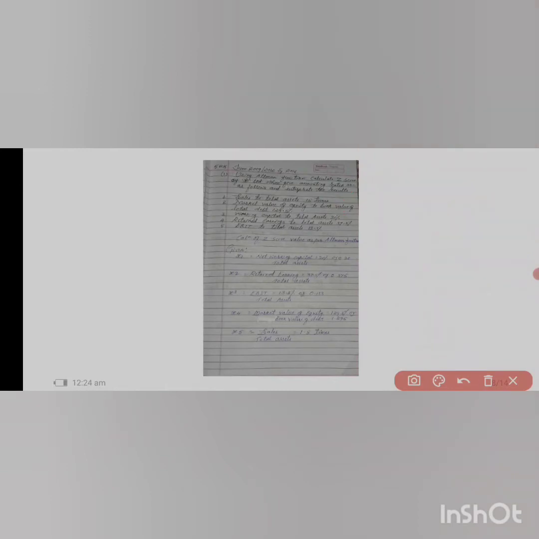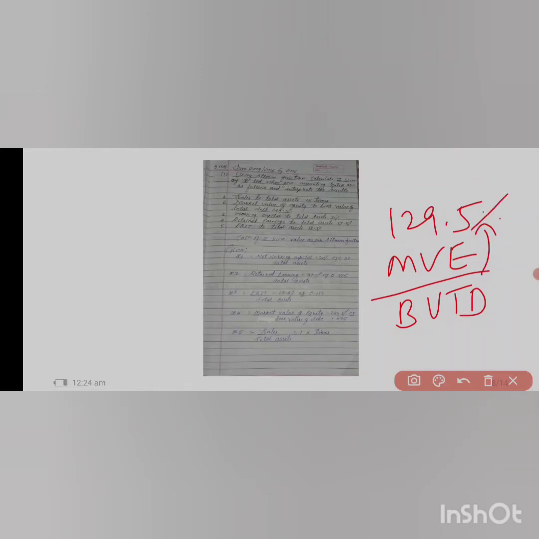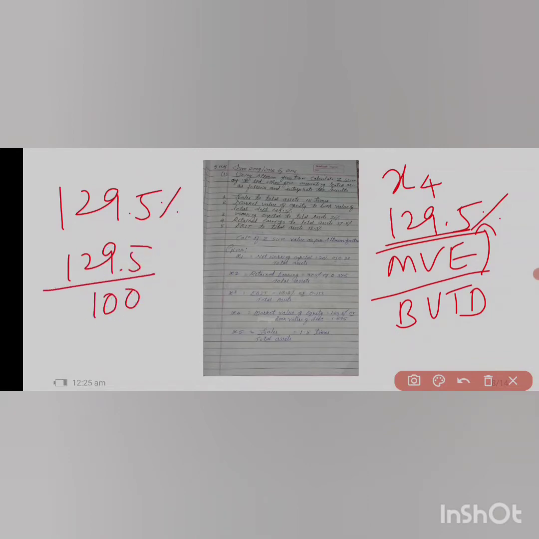Next, market value of equity to book value of total debt is 129.5, which means market value of equity divided by book value of total debt. This is given as 129.5%, or we can call it the X4 value. So 129.5 divided by 100. Why are we dividing it by 100? Because it is a percentage. So we'll get 1.295. This is our conversion value.